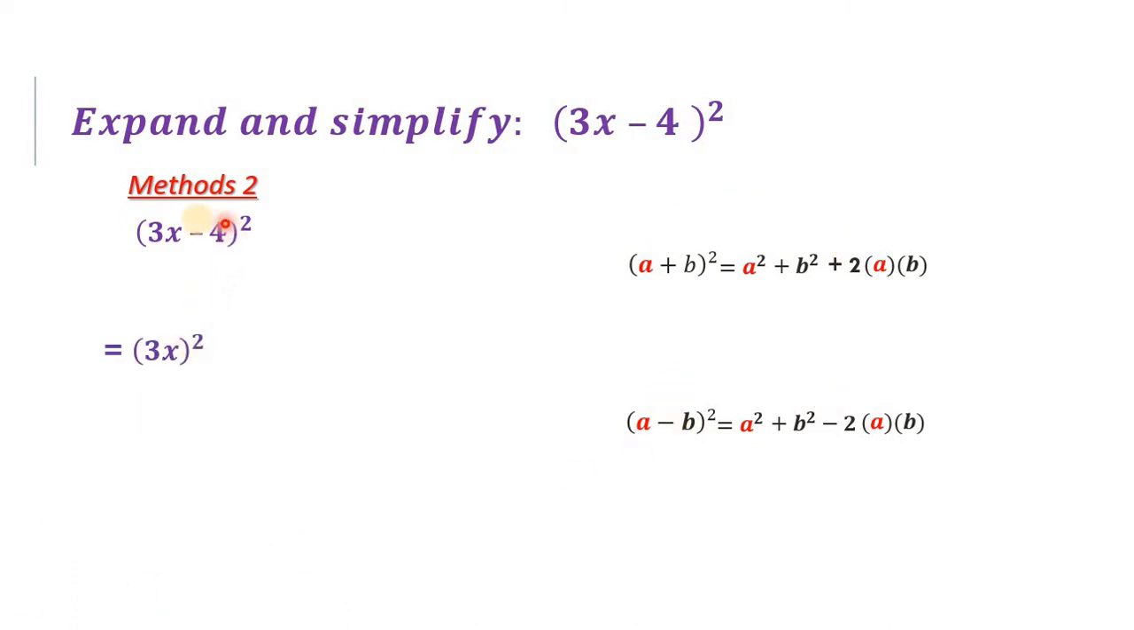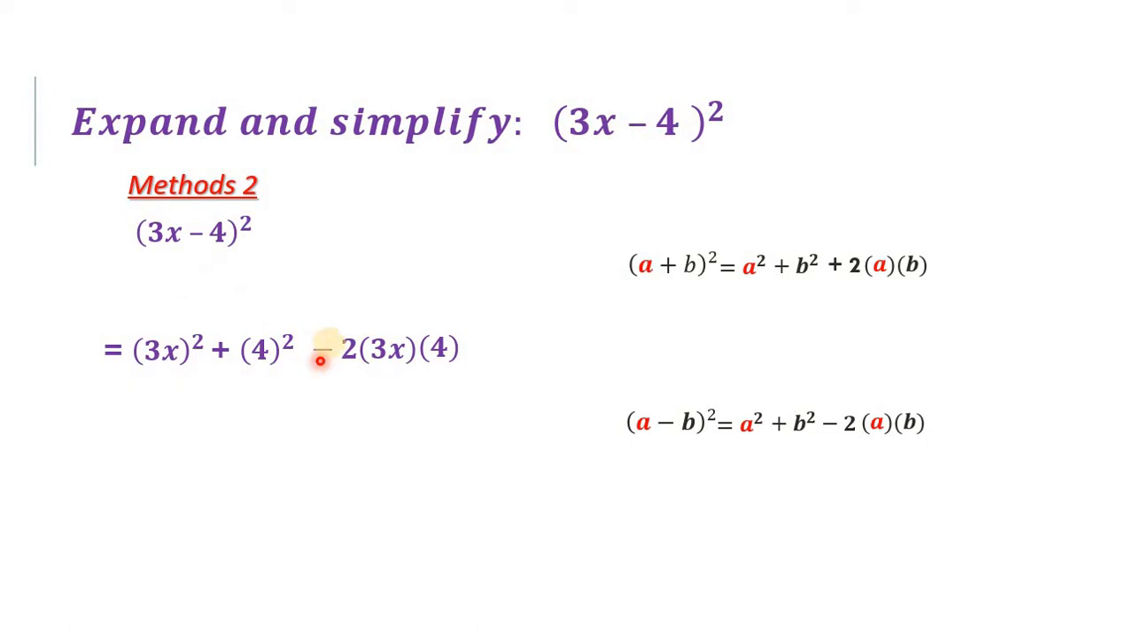All right, so what we're going to do, we're going to square the first term, and we're going to get the square of 3x, right? Added to the square of the second term, which is the square of 4, minus 2. Why minus? Because we have a minus here. So we're using this example. And times the first term times the second term.